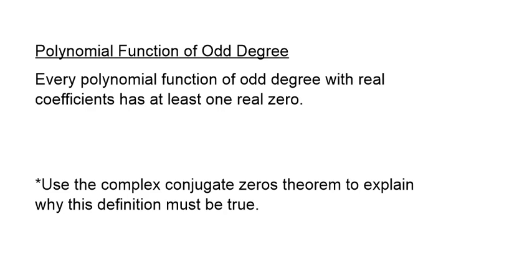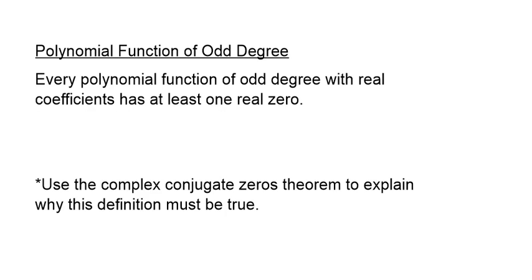The next theorem, or this is more of a definition, but it relates to the last theorem. It is for any polynomial with an odd degree, 1, 3, 5, 7, and so on. Every polynomial function of odd degree with real coefficients has at least one real zero. So what this says, if we have an even degreed polynomial, there might not be a real zero. If it's an odd degree polynomial, there has to be at least one.